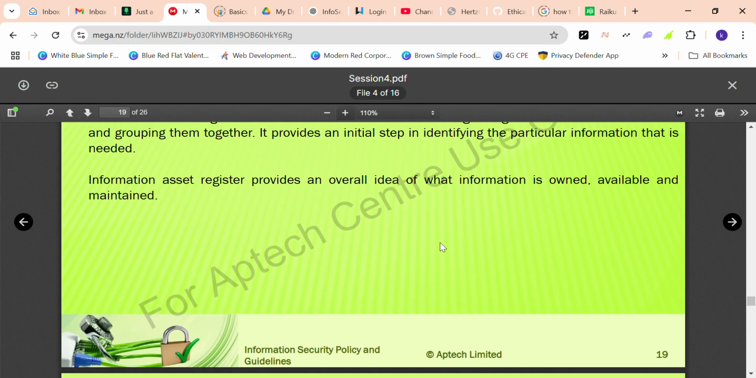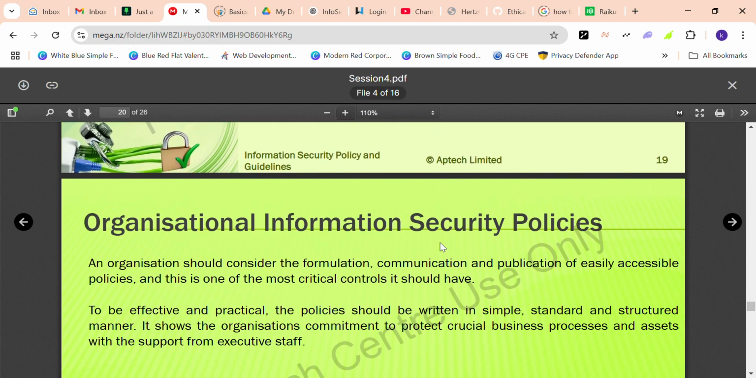Now let's move to organization information security policy. An organization should consider the formulation, communication, and publication of an easily accessible policy, and this is one of the most critical controls it should have. To be effective and practical, it shows the organization's commitment to protect crucial business processes and assets with the support of executive staff.